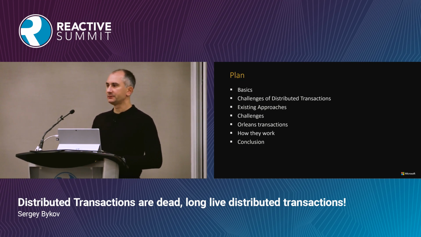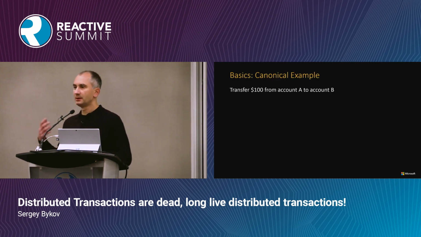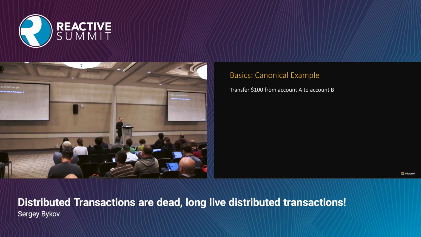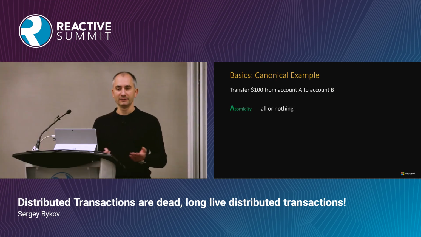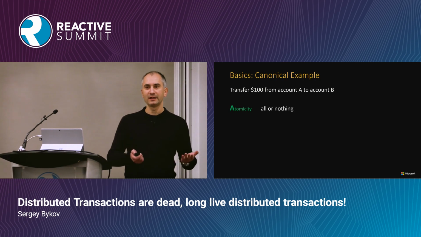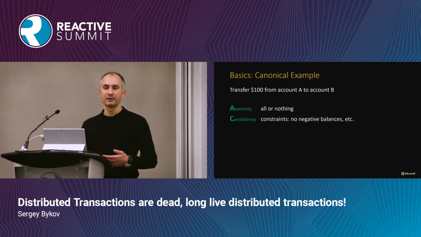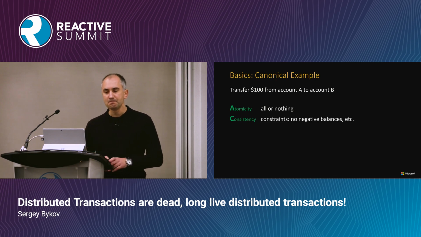So the canonical example of transactions we probably all know is if you need to transfer a sum of money, $100, from account A to account B, what do we expect, right? We don't want money to be on both accounts or in neither account. So we want all or nothing atomicity. We don't want to violate any consistency constraints. So we need consistency, like no zero balance, no negative balance, things like that.